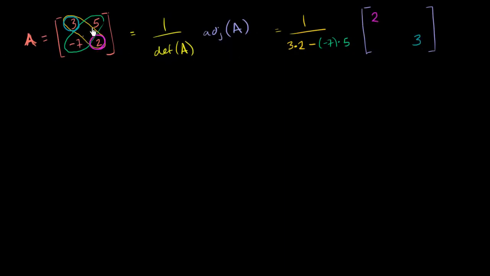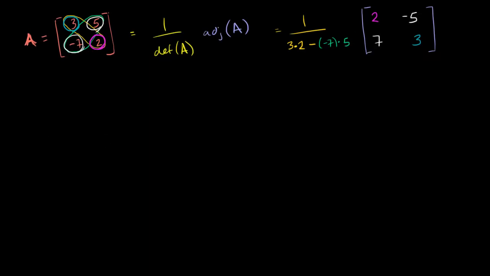And then these two elements, you just take the negative of them. So the negative of that is negative 5. The negative of that is positive 7.